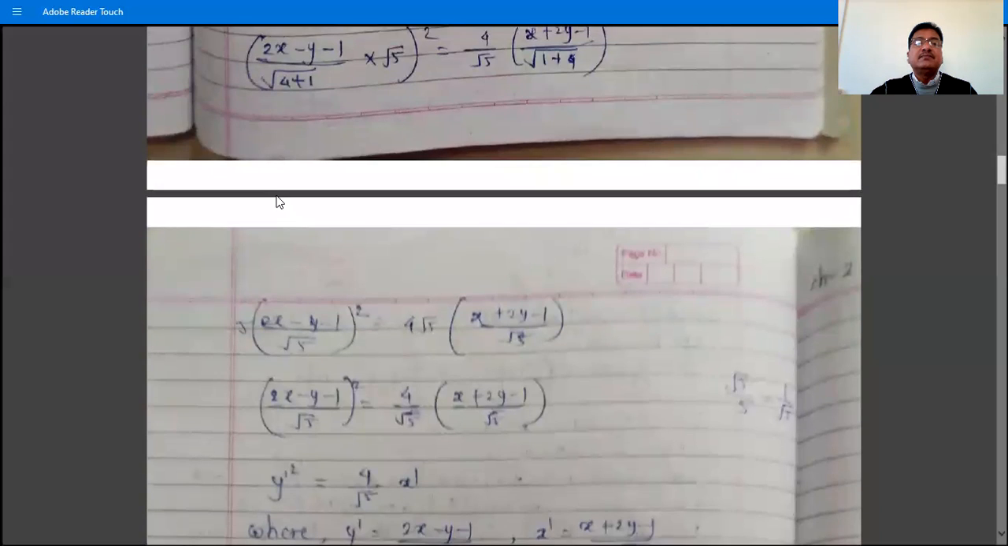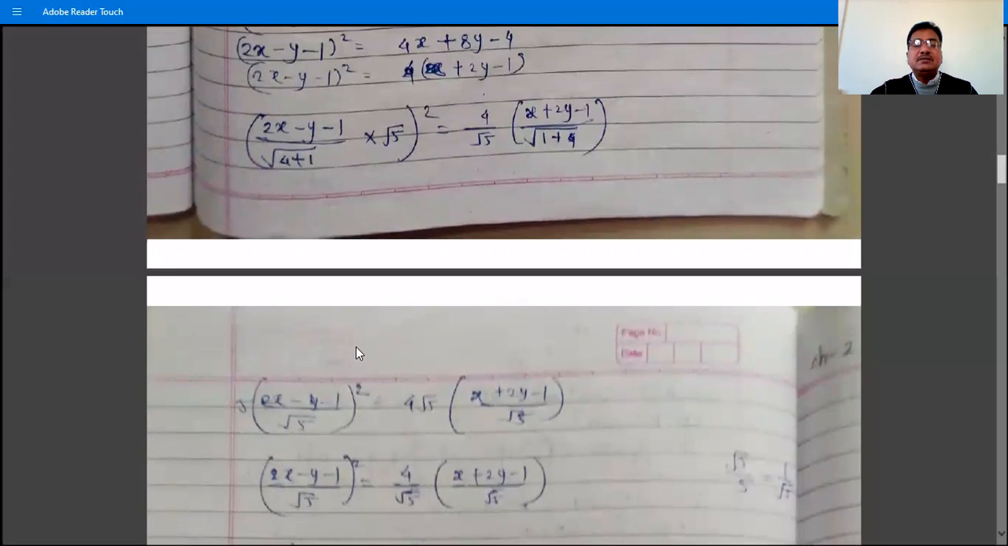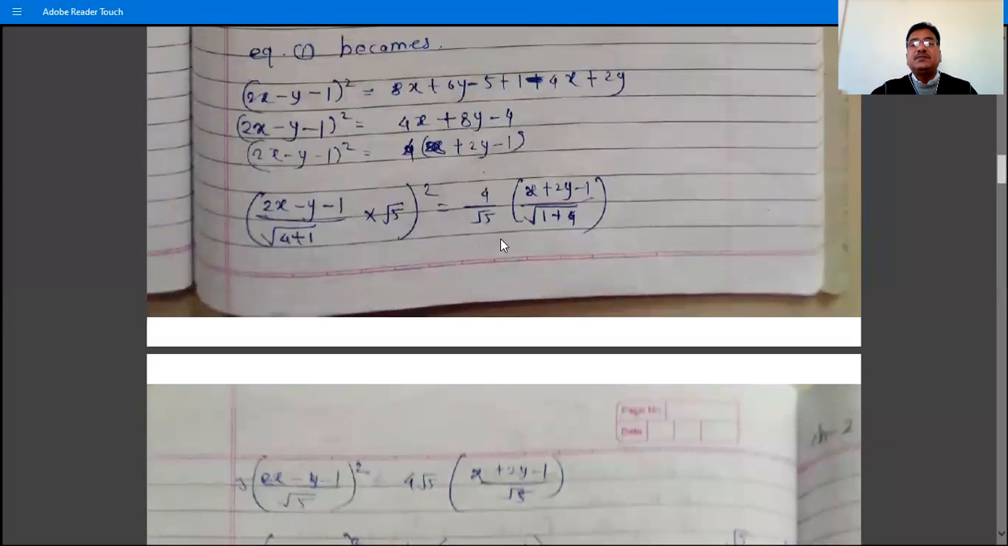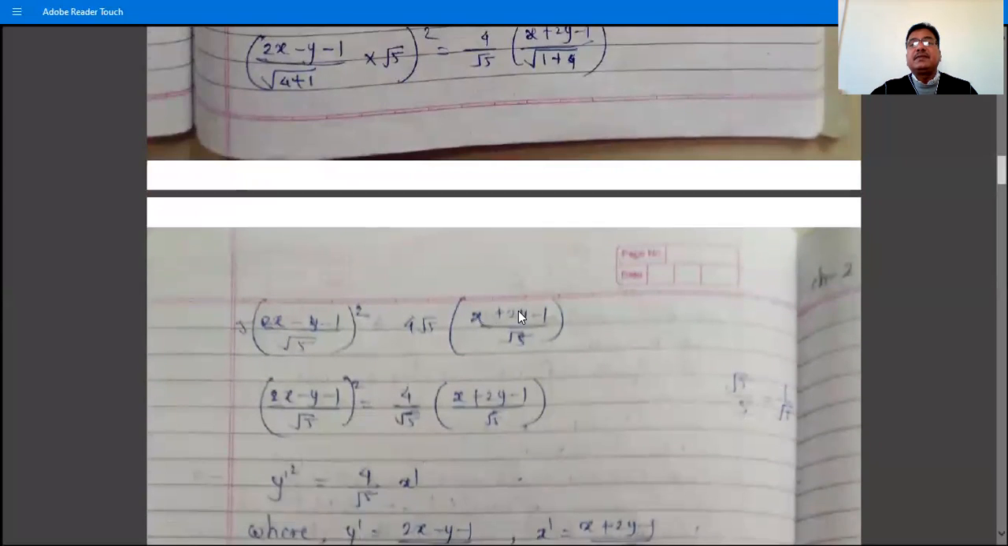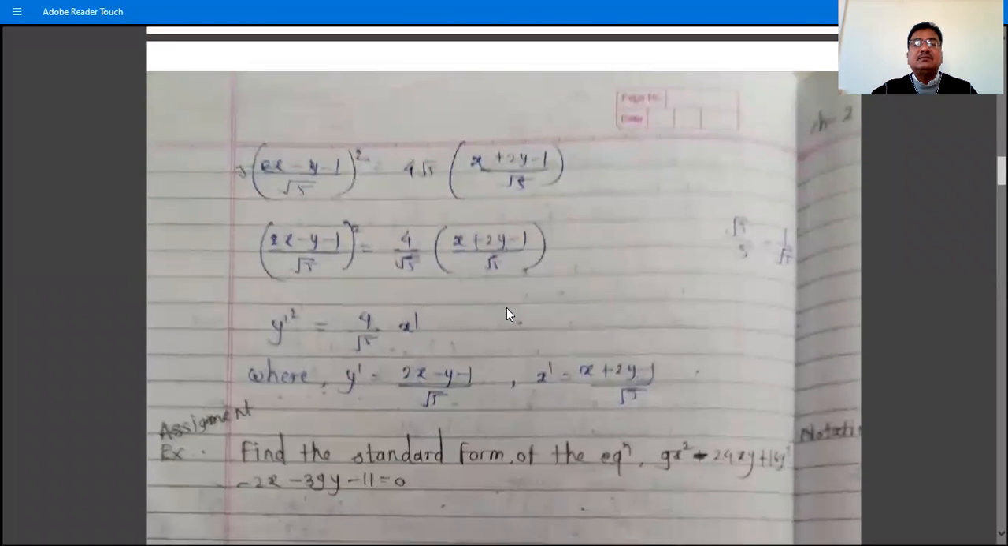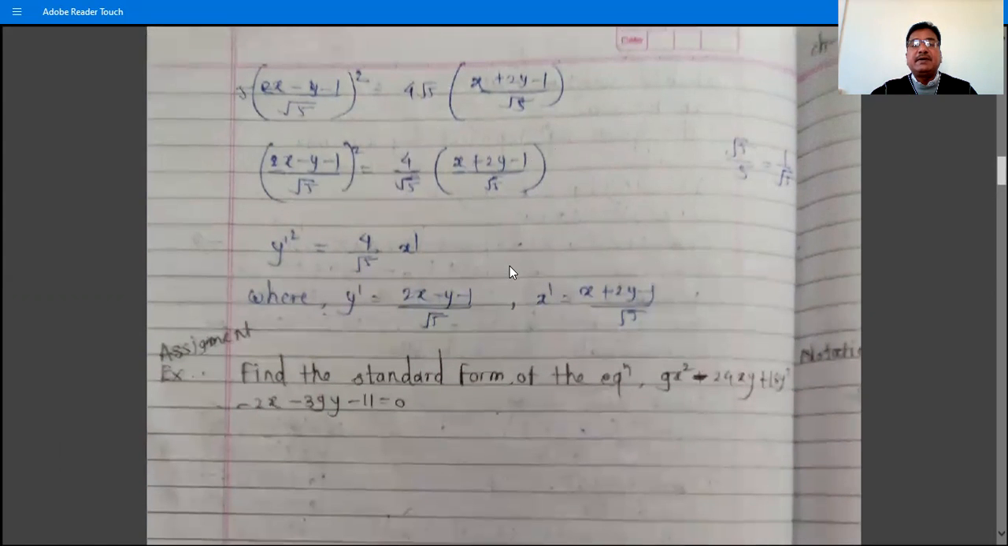And the next step is what? The root 5 squared is 5. So (2x minus y minus 1) divided by root 5, squared, is equal to 4 into root 5 times the bracket (x plus 2y minus 1) divided by root 5. Next step is to shift this 5 to the RHS. So root 5 divided by 5 is 1 by root 5, and we have the answer: 4 by root 5 times (x plus 2y minus 1) divided by root 5.